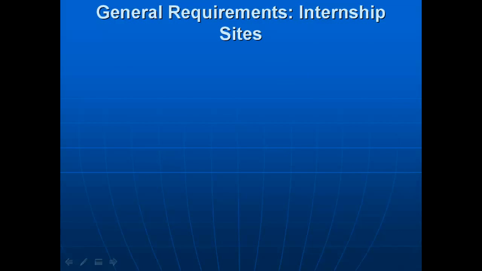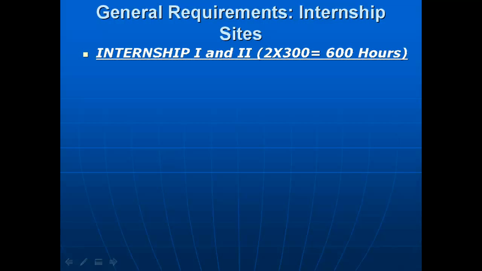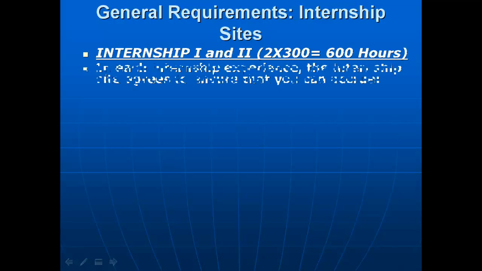Once you've determined that all internship prerequisites have been successfully completed, you must locate a suitable internship site. This slide indicates the general requirements of an internship site. Remember, you take two internships, internship 1 and 2. In each of those, you will accrue 300 hours of work at the internship site. So after completing both internship 1 and 2, you will have a total of 600 hours of internship.